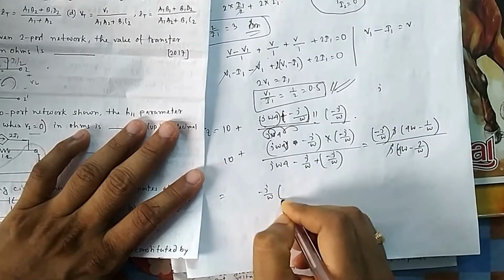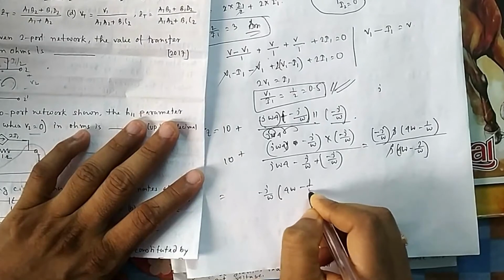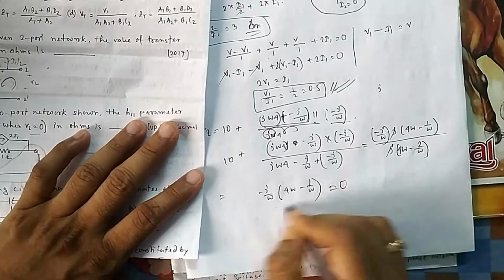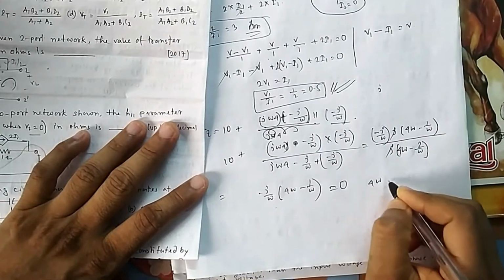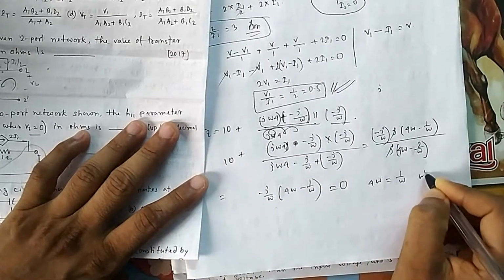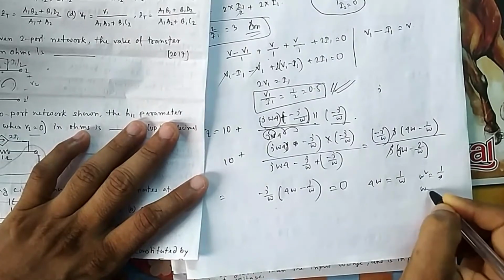j by omega 4 omega minus 1 by omega divided by this is equal to 0. So divide by this will go that side. So that means all this will go that. That means 4 omega is equal to 1 by omega, omega square equal to 1 by 4, or omega equal to 1 by 2. That is 0.5 radian per second.